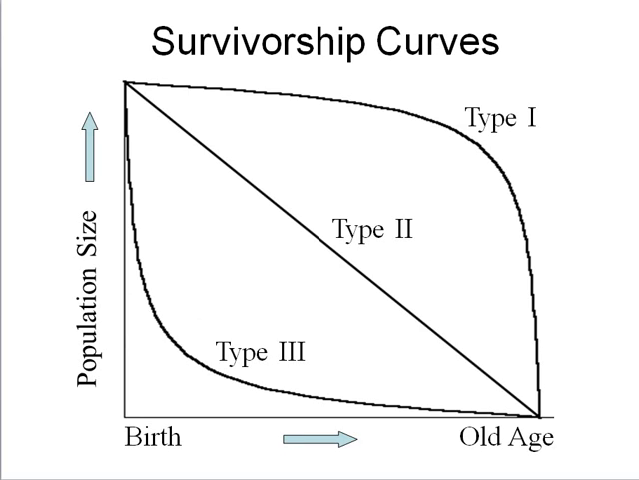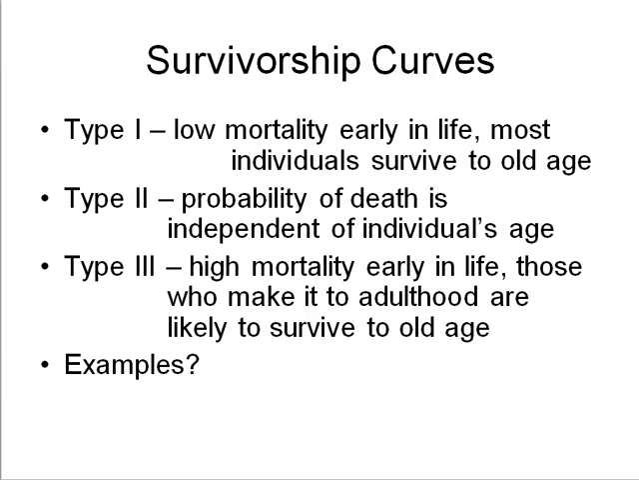In this graph, we see the three different survivorship curves. These are approximations. No single species matches any one of these exactly. Type 1 survivorship curves are characterized as having low mortality early in life. In other words, most individuals reach maturity. It's not until later in life that the death rate increases sharply. Humans in a country with good health care come closest to having a Type 1 survivorship curve.